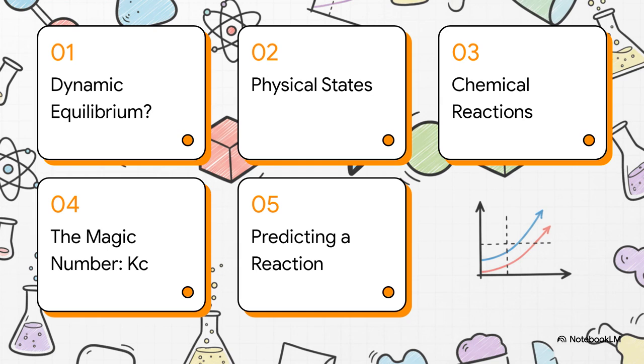First, we'll figure out what dynamic equilibrium actually is. Then we'll see how this balance works for physical states and for chemical reactions. After that, we meet the magic number, Kc. And finally, we'll learn how to predict which way a reaction will go. It's a simple roadmap to get you full marks.